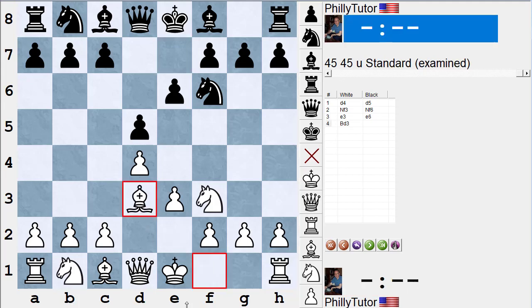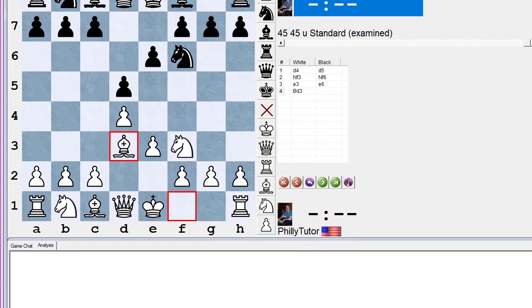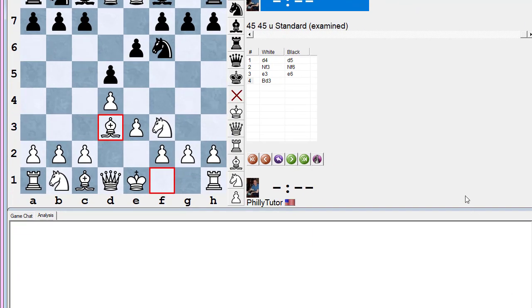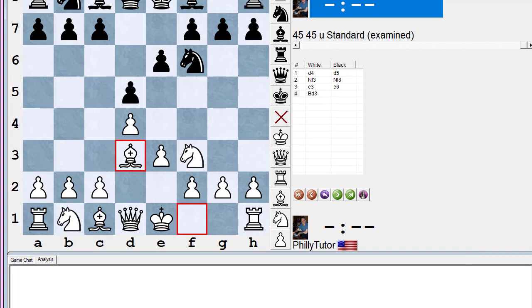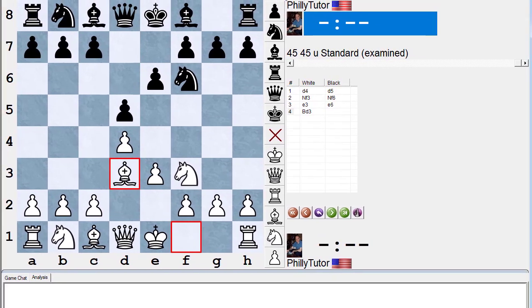So, okay, bishop d3. Stockfish, gotta change the size of the window a little bit here. I'll move it up and I'll move it back in a minute. Okay. Let's get the screen back a little bit better aligned.